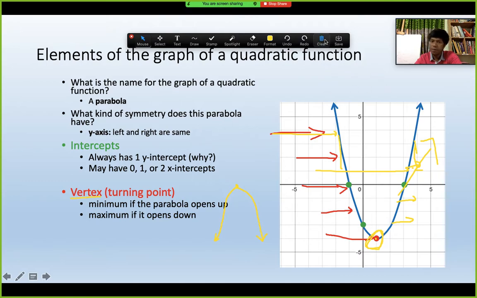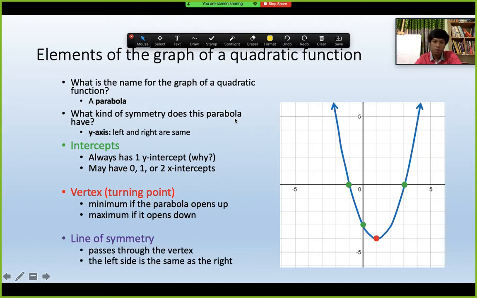So the vertex is very important. Remember, of course, intercepts and other things are also important, but you will see the vertex plays a major role. Line of symmetry, as I said, from my graph it was the y-axis, axis of symmetry, line of symmetry. But for this given graph, the line of symmetry is this line. This line is called x equal to 1, because it is 1. So x equal to 1 in this question.